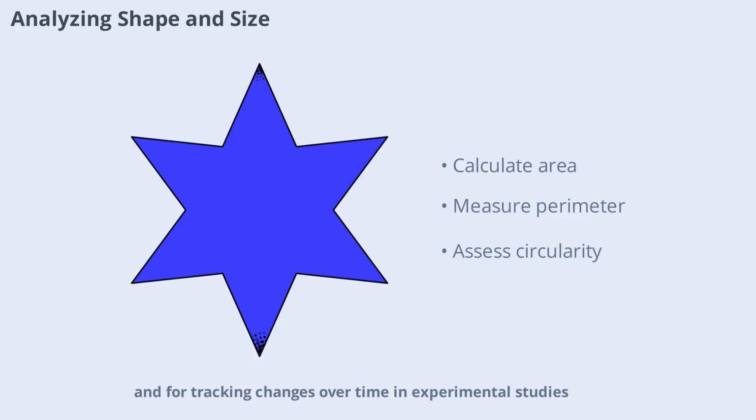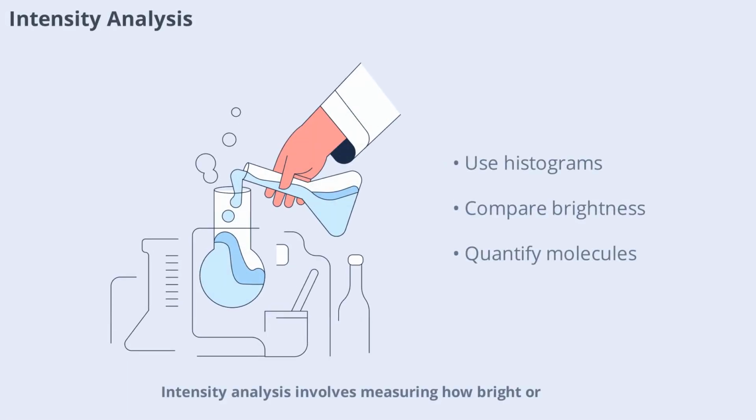Intensity analysis involves measuring how bright or dark certain areas of your image are. This is particularly important in fluorescence microscopy, where intensity can indicate the concentration of a molecule. Use your software's histogram or intensity tools to quantify these differences and compare between samples.